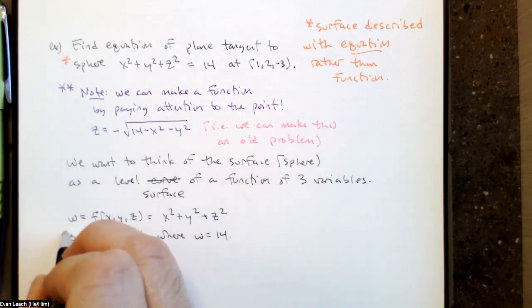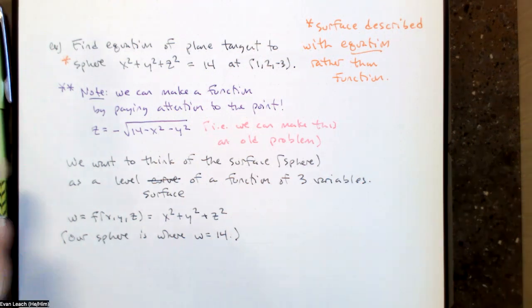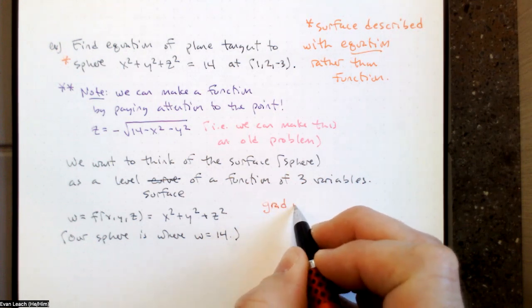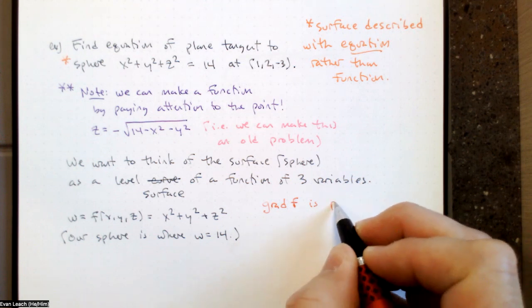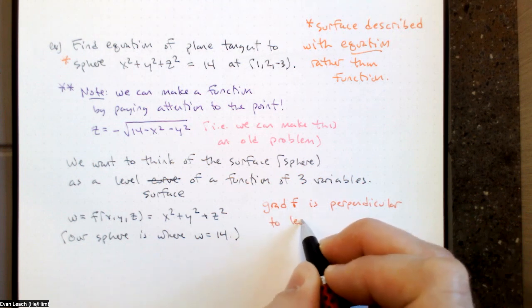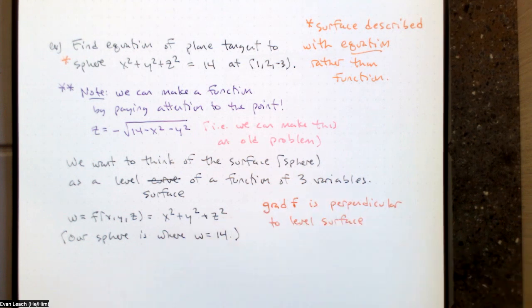Now the thinking goes like this. The gradient is going to be perpendicular to this level surface, so it will be normal to the tangent plane. The gradient is perpendicular to the level surface, because that's what gradients do. And so the gradient of f will be the normal vector for the tangent plane.